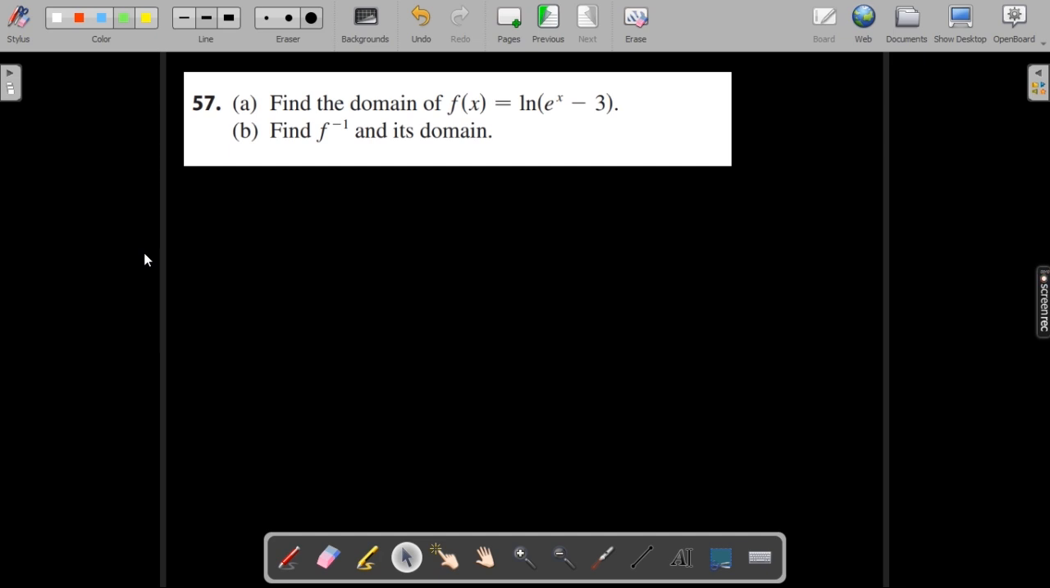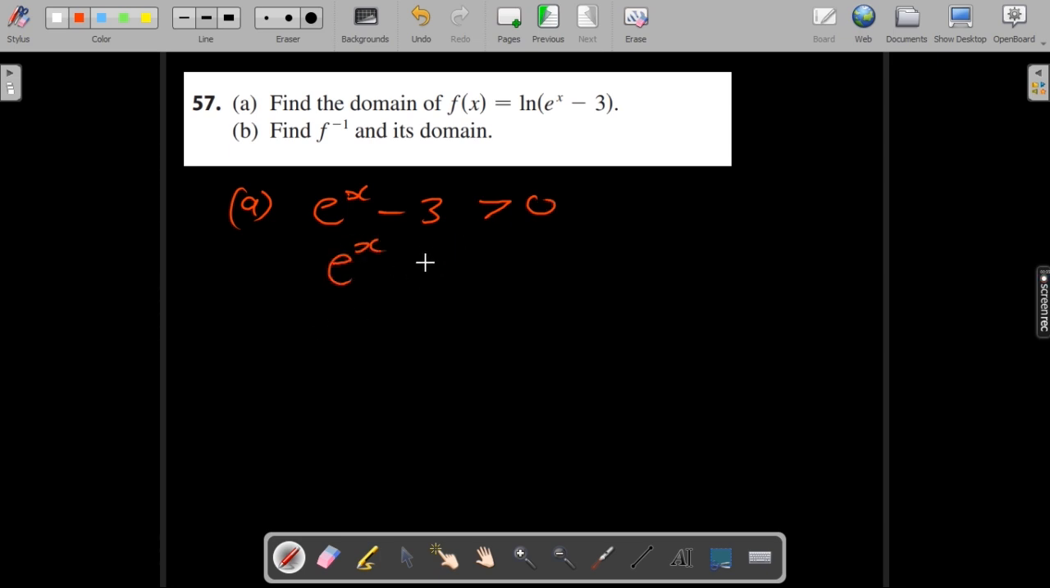So the first question says find the domain of f of x equals ln of e to the power x minus 3. Alright, so let's find the domain of that. We know that this argument of ln has to be greater than 0. So that is the condition which we're going to force here. So we want this to be greater than 0 for this to exist.